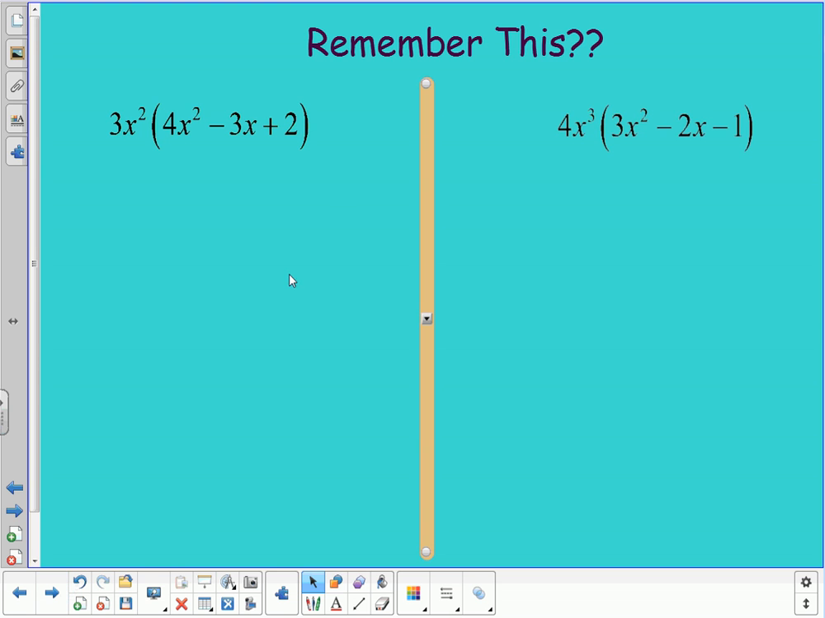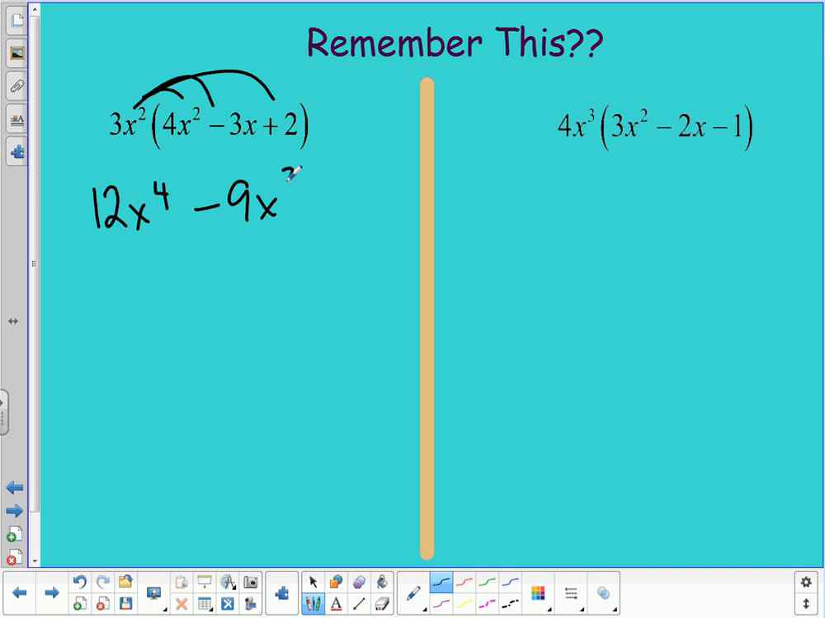Before we get into that, I want us to think back to Unit 3 a little bit and remember what happened when we had expressions like this that we were supposed to simplify. Up at the top, it says simplify the expression. This 3x squared out front of this set of parentheses with a trinomial behind it, we need to distribute that 3x squared into all three parts. That gives me 12x to the fourth minus 9x to the third plus 6x squared.